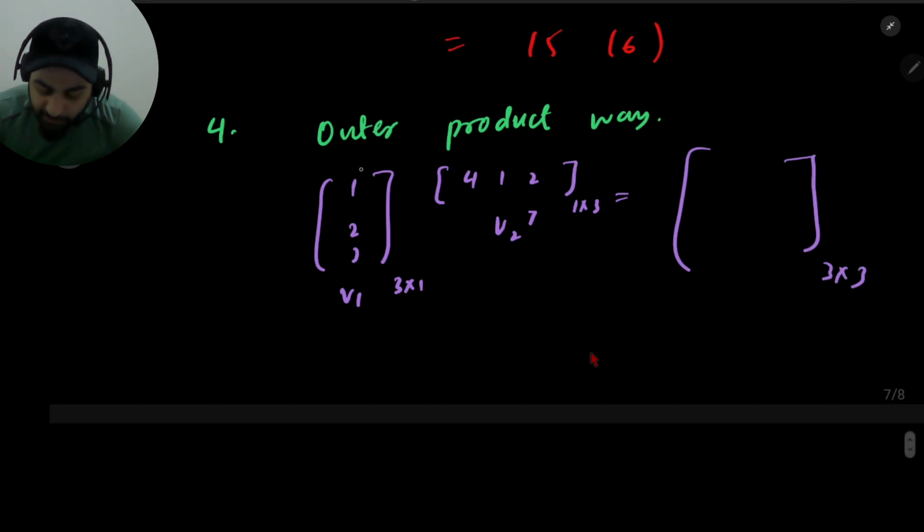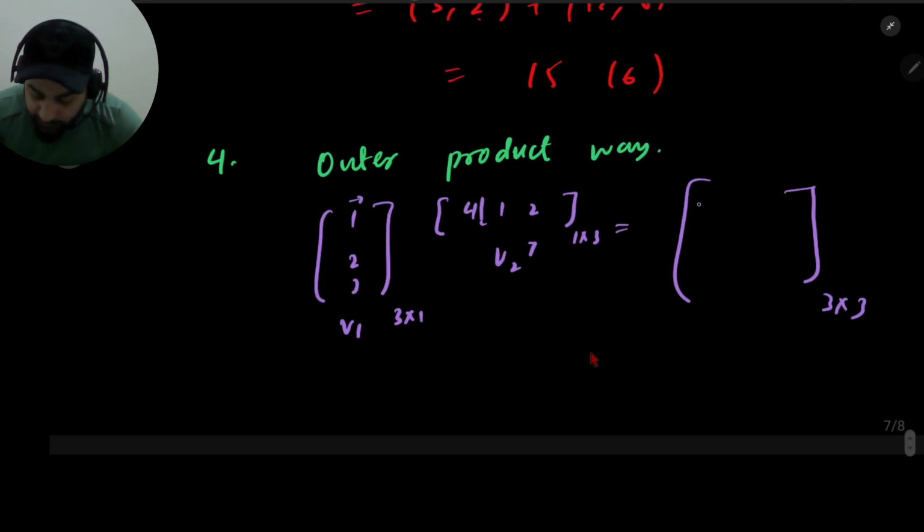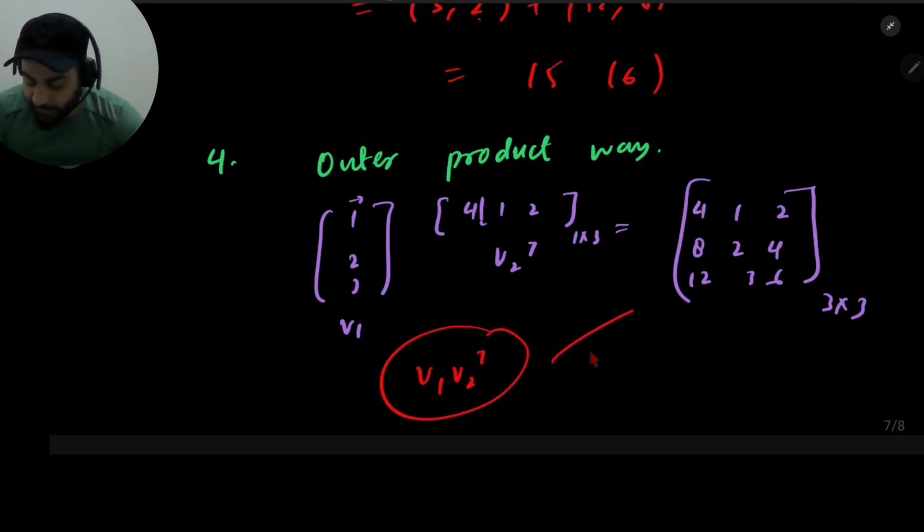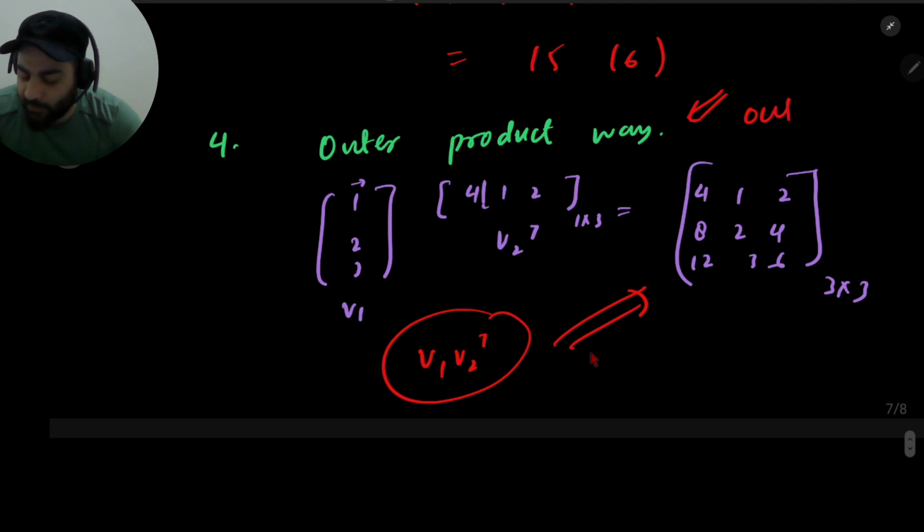Because how will you multiply? You will multiply this with this. So you will get the first entry 4. Then the second entry, using the first and second, you will get 1. Then you will get 2, and the second row you will get 8, 2 and 4, then 12, and then 3 and 6. Do you agree that by multiplying v1 and v2 transpose, we'll get this matrix? This is called the outer product. If you have attended a numpy session, we described this outer product there.